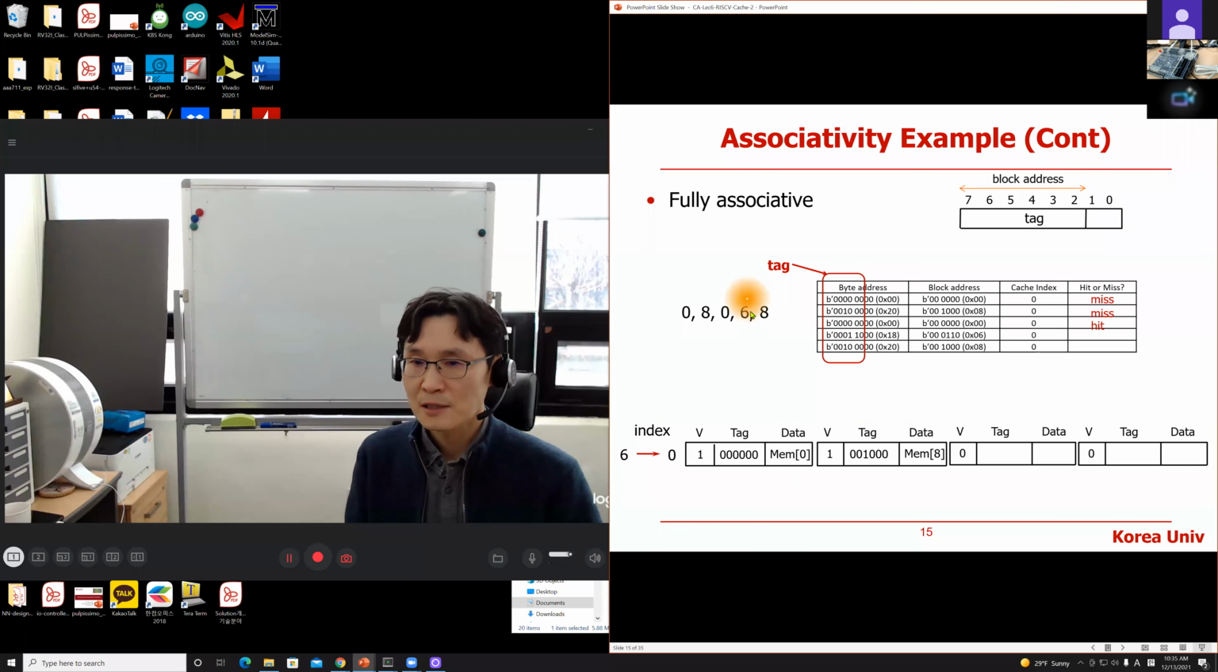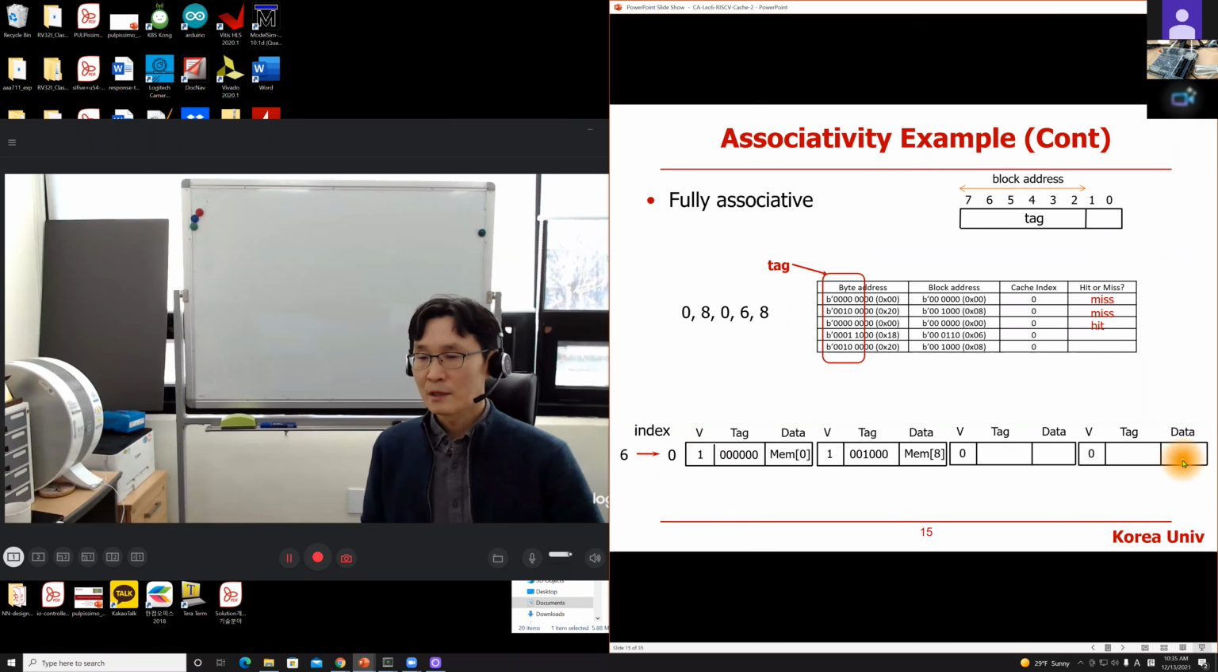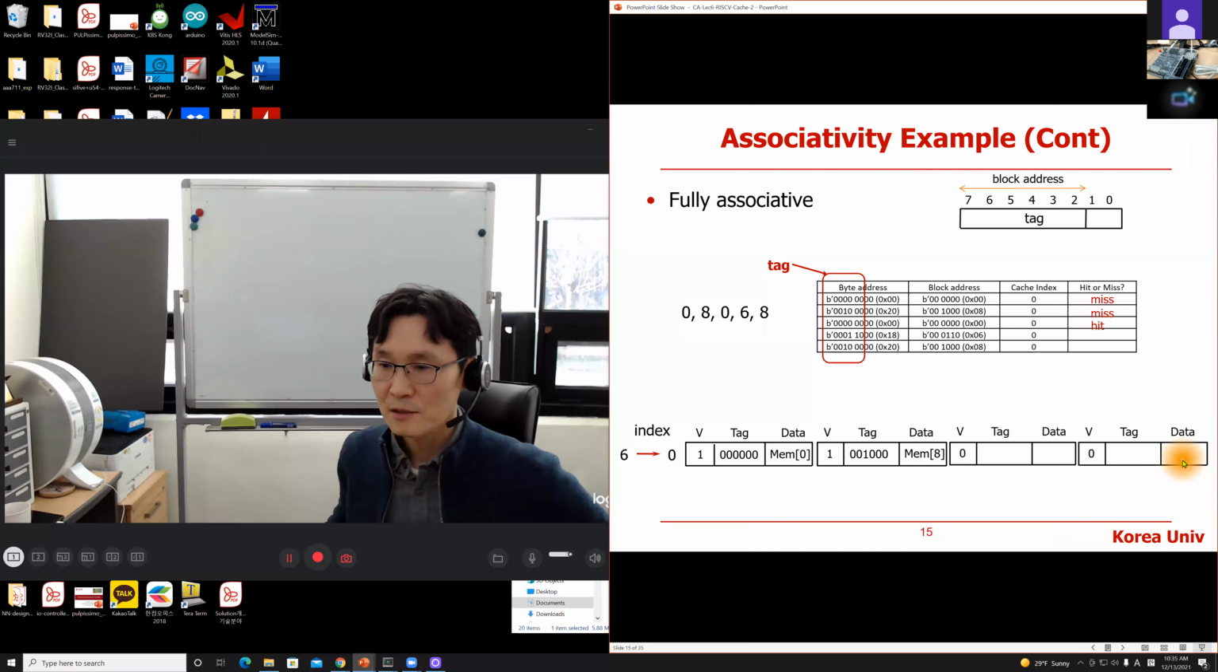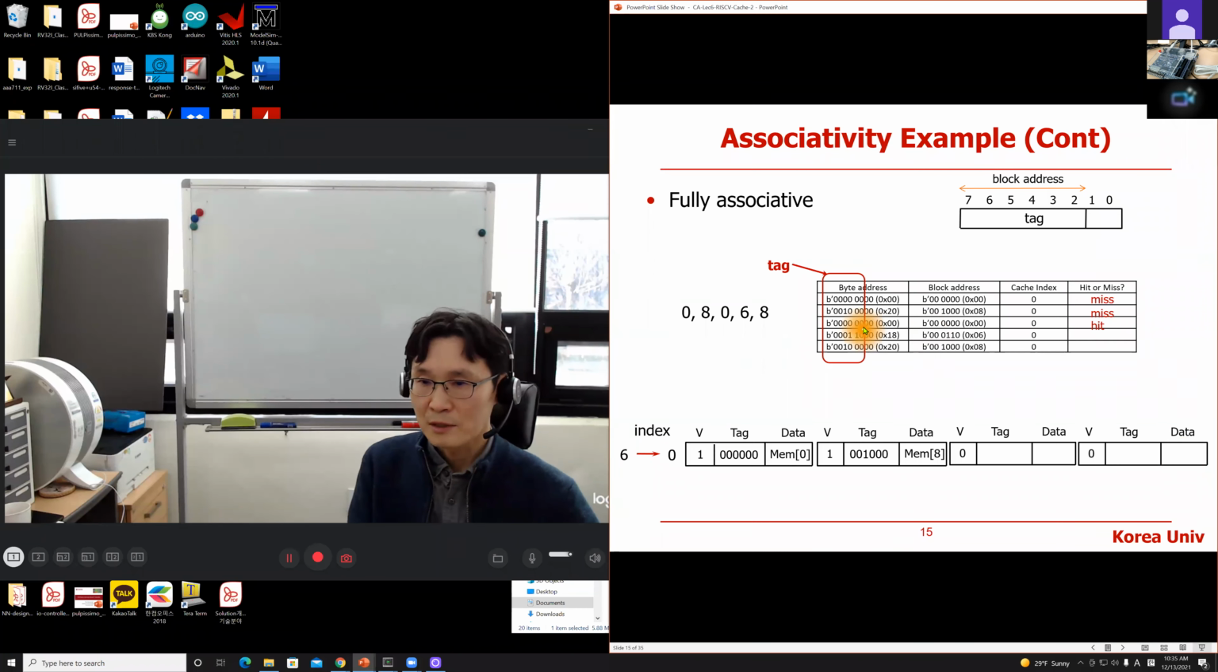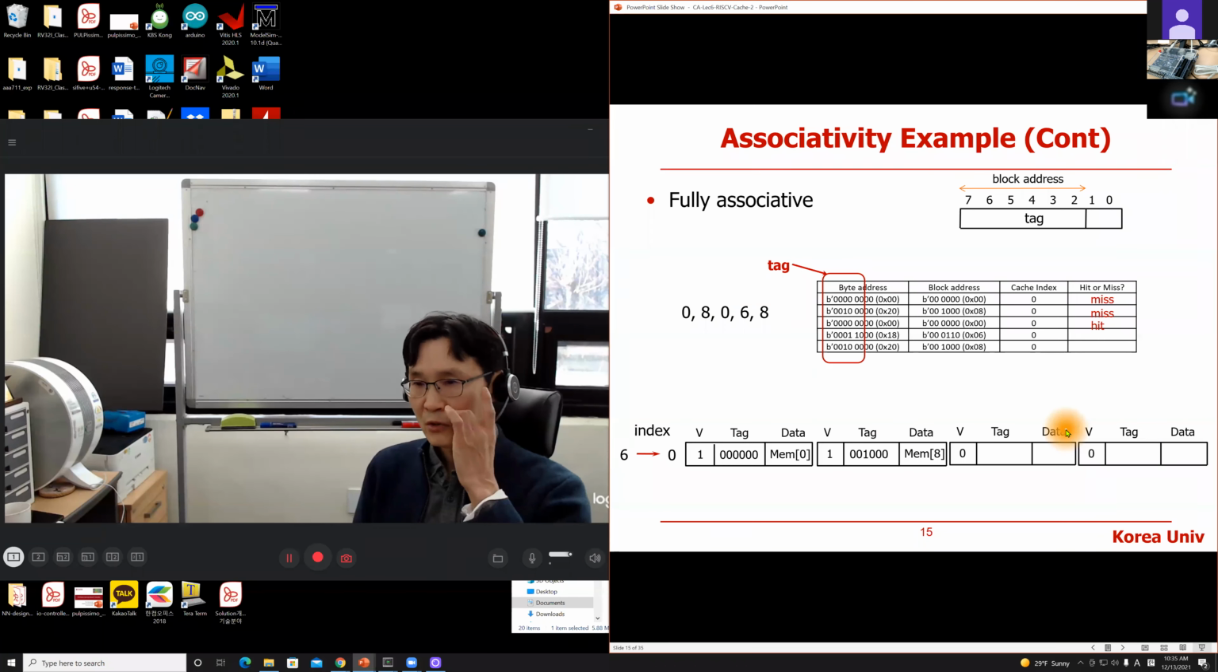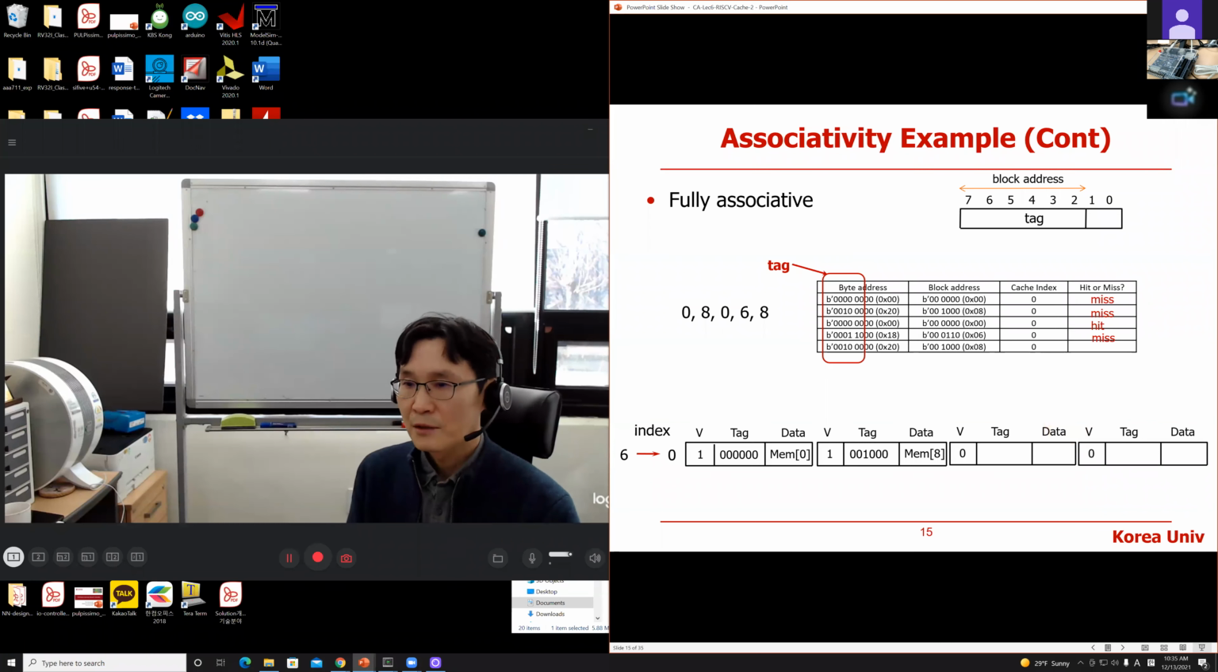Then next memory read instruction from location 6. Okay, selecting same set, hit or miss? Cache miss, right? So because what? Because chunk ID is different from these two tags, and these two are invalid. So we have cache miss. What should be done? Read memory block, right, and place into cache entry. Then record this tag information, right?